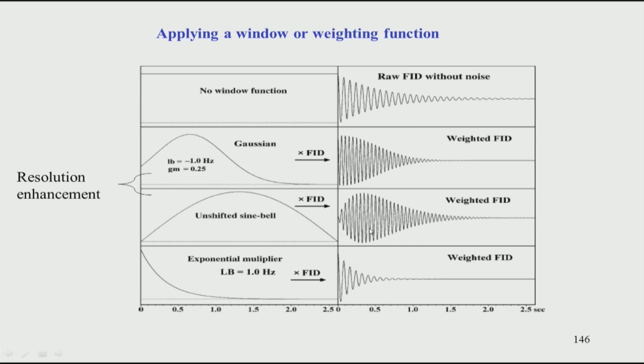And why is that? Because the initial part of the FID is given less importance, which is where the sensitivity is. So, the signal to noise goes down, but the resolution improves. Therefore, in NMR, the major standard thing which we say is that if you want to gain sensitivity, you have to lose resolution.